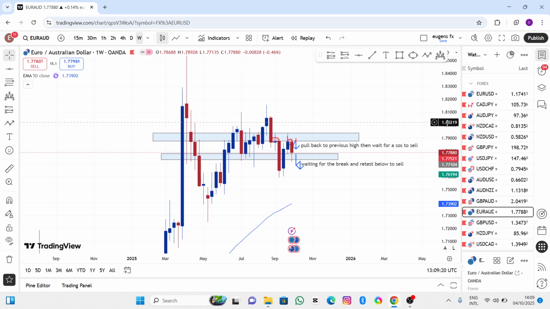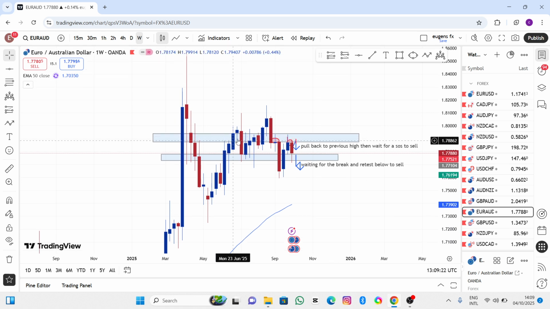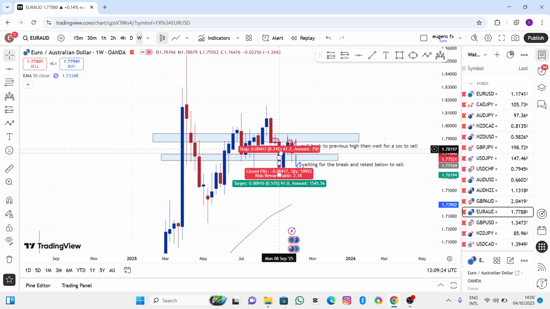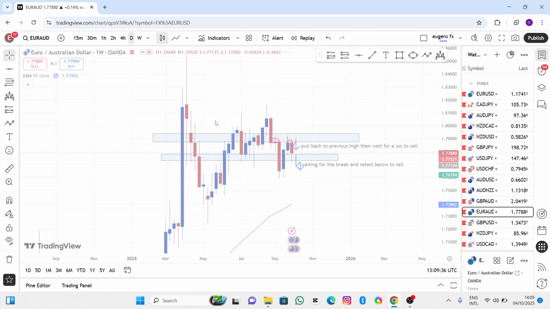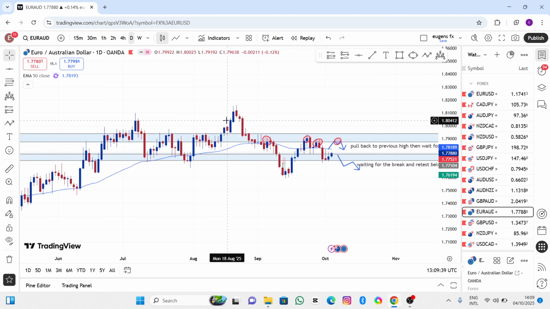Now on the weekly, market is bearish, very obvious, a huge bearish engulfing. Now we had the pullback to continue the sell. The market was bearish, then it had a bit of a pullback, so we're expecting a weak fill this week. On the daily, the same thing, the break, retest, break again.